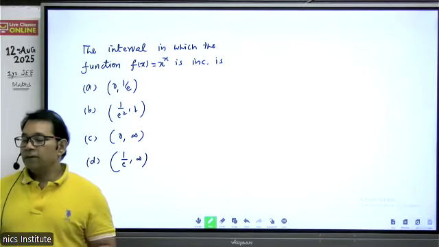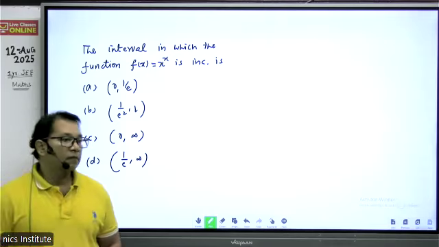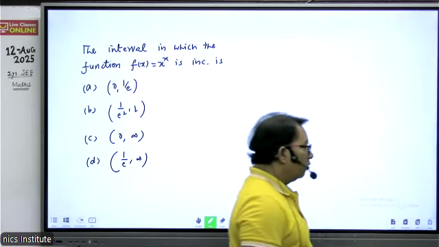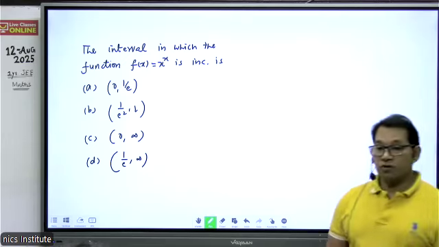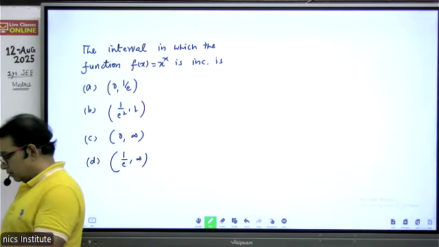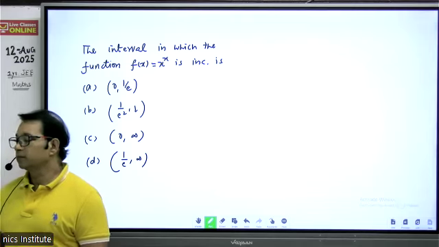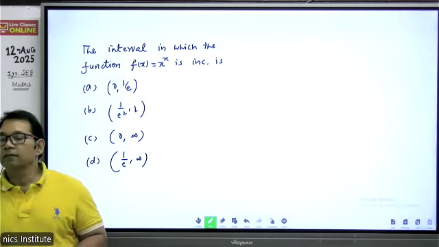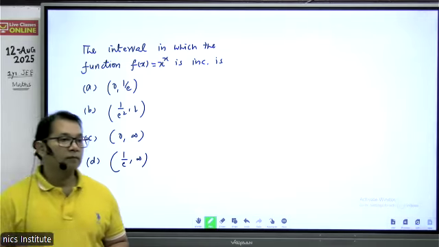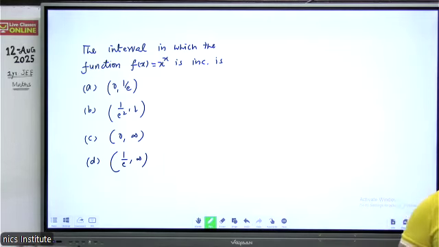The interval in which the function f of x equal to x to the power x is increasing or decreasing. You know how to differentiate x to the power x. Differentiate, put equal to 0, form intervals, and then find in which interval it's increasing. And in fact, you should remember the derivative of x to the power x straight away.